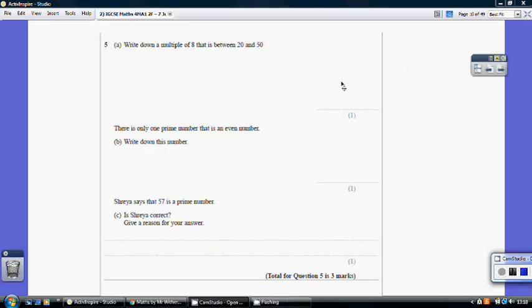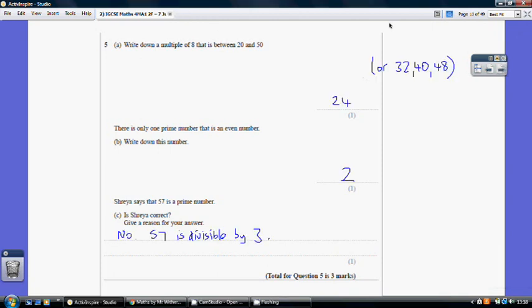Question 5, part A. Write down a multiple of 8 that is between 20 and 50. We need anything that's in the 8 times table between 20 and 50. For example 24, but you could of course also have had these 3 numbers. Part B, there is only one prime number that is an even number. What is that? Well, that is 2, because 1 times 2 gives you 2, so that's 1 and itself. So 2 is the only even prime number. All the other prime numbers are odd.